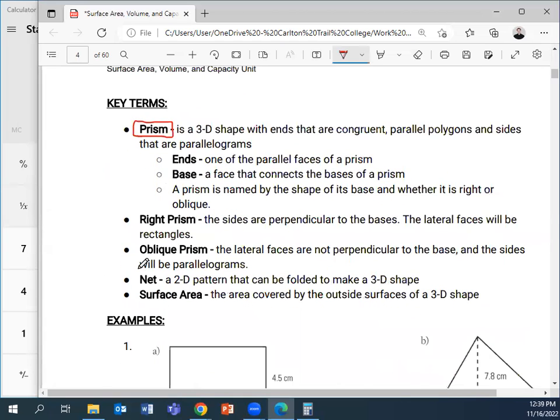The other two really important things you need to be aware of are net and surface area. So yeah, that's the box there. Yes.